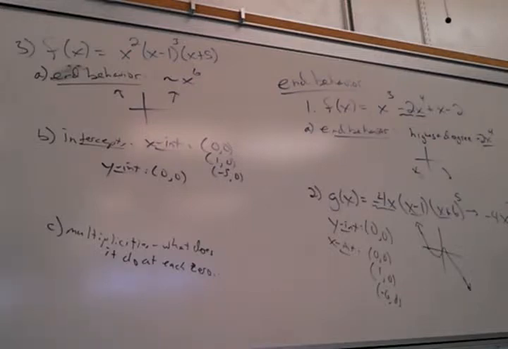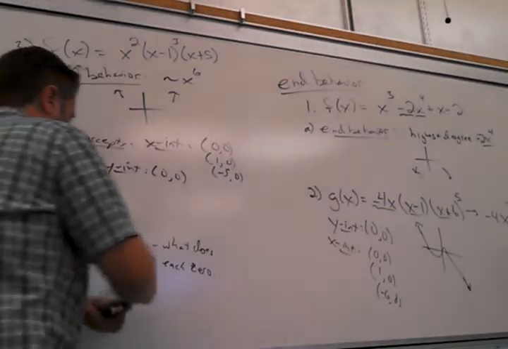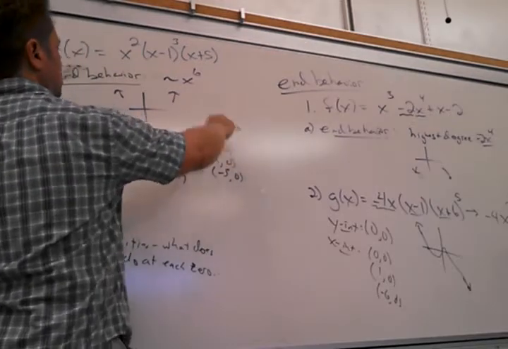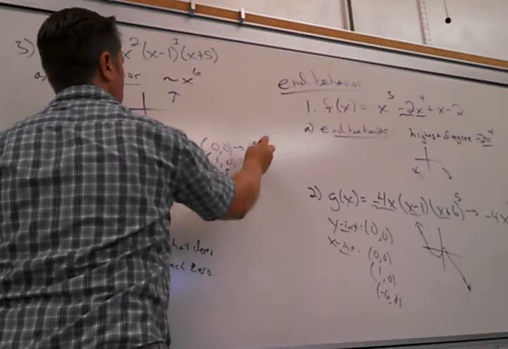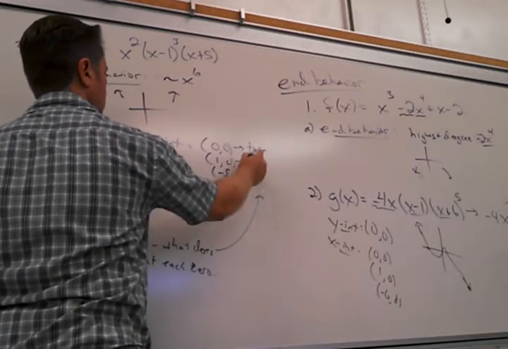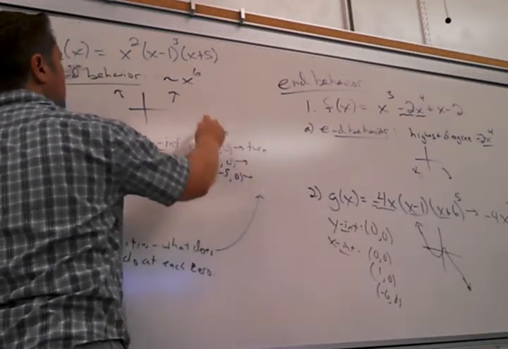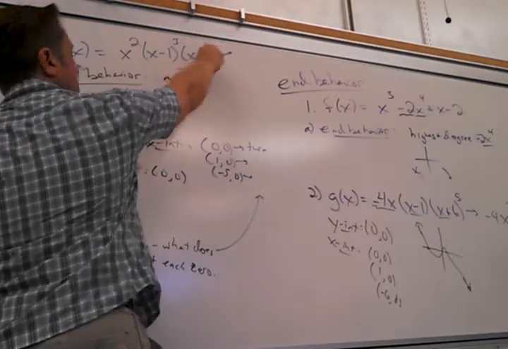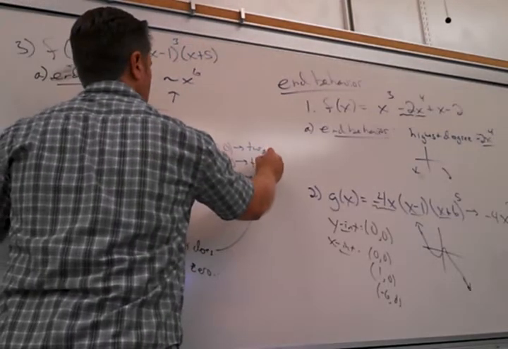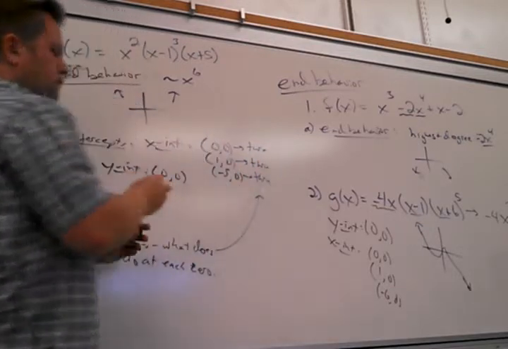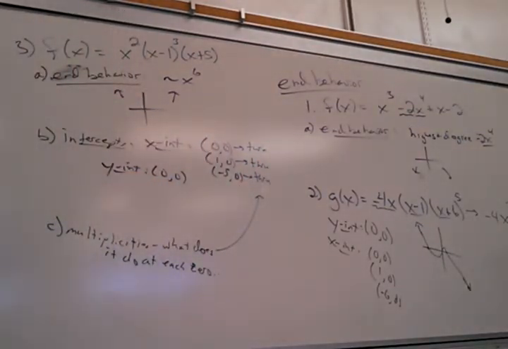Now the multiplicities. What's the multiplicity at 0? Yeah, it's the second degree, so it's going to turn. So put these answers up here. And the other two are odd degree, so they're going to go through. So it turns there, or it goes through there. How are we doing so far?